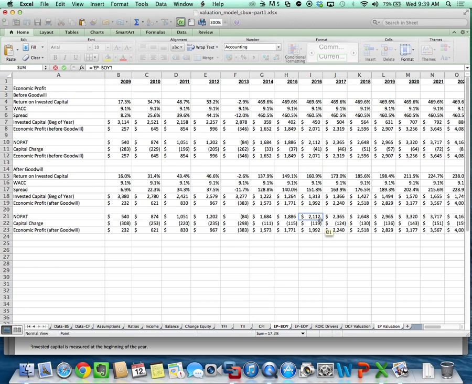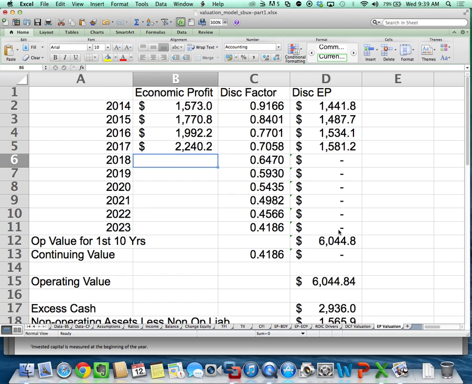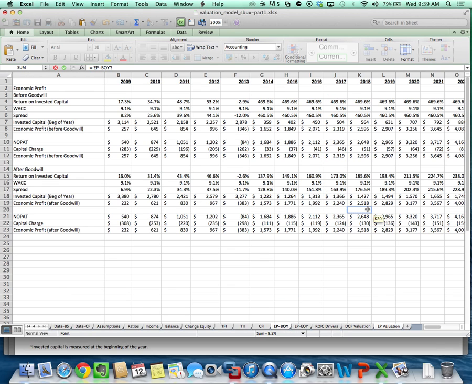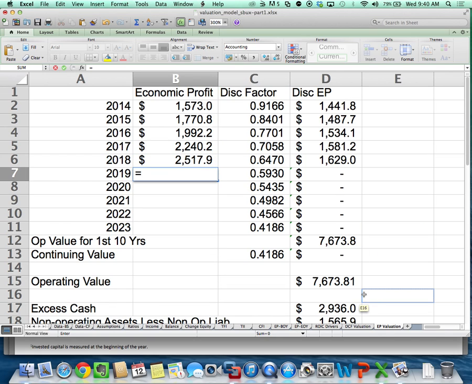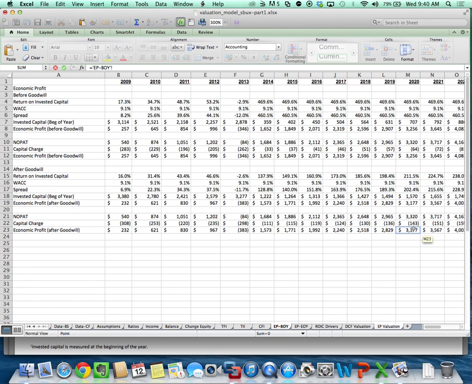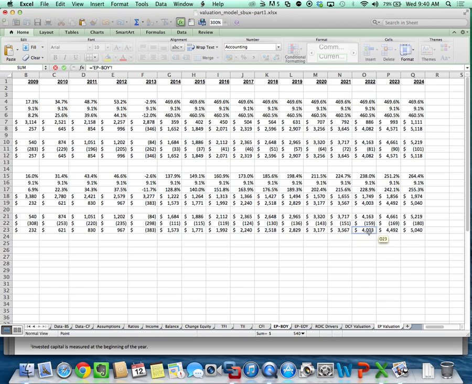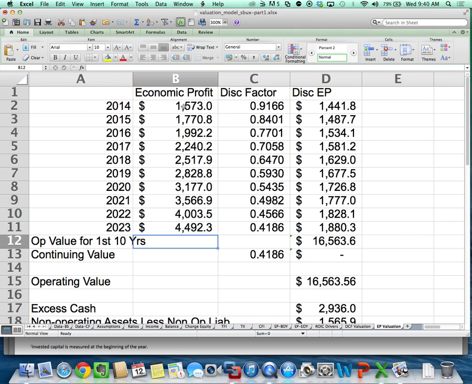2016, 2017, 2018, 2019, 2020, 21, 22, and 23. So G, H, I, J, K, L, M, N, O, P.